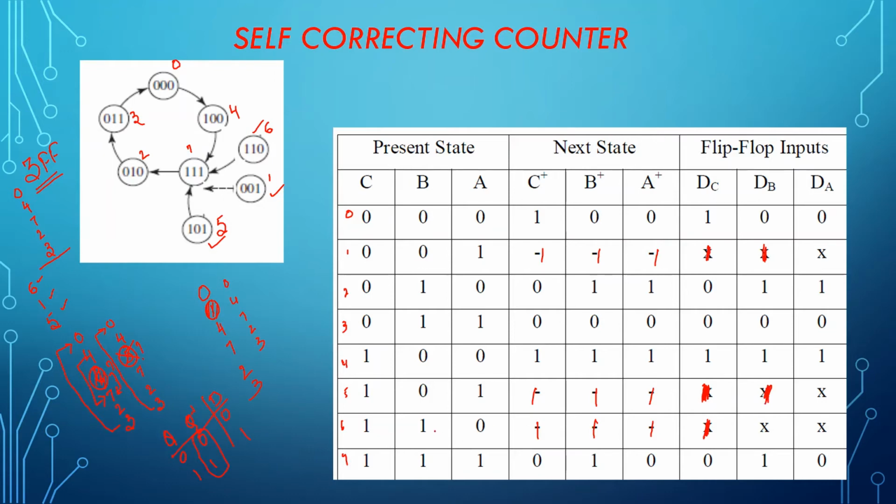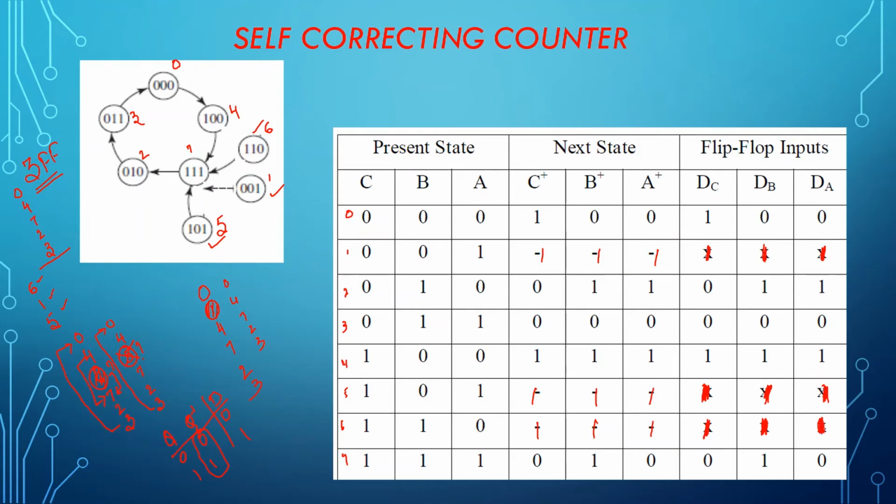Present state is 1, next state should also be 1. Give the input as 1 here. Coming to this, present state is 0, next state is 0. So it is A. Present state is 1, next state is 1. So write 1 here. Present state is 0, next state is 1. So write 1 here. Present state is 1, next state is 1. So please write 1 here. Present state is 0, next state should be 1. So kindly write 1 here.